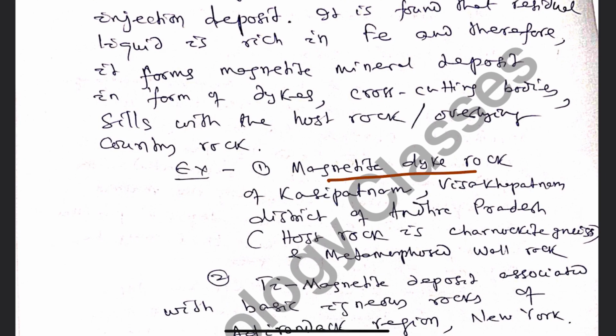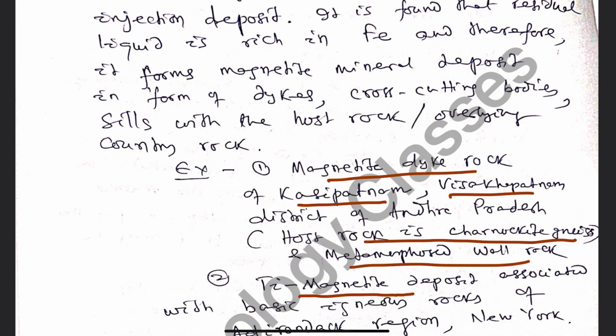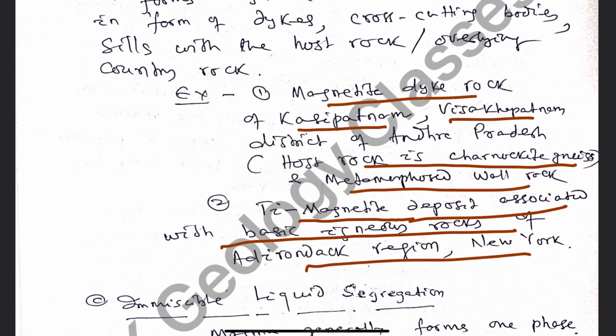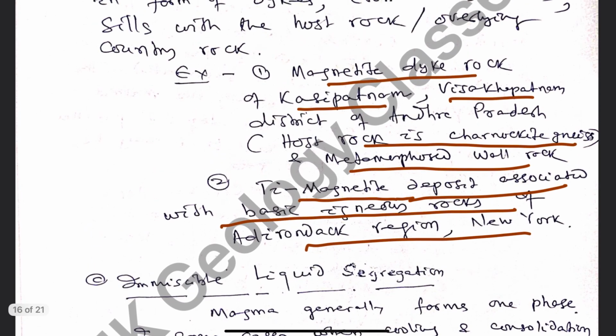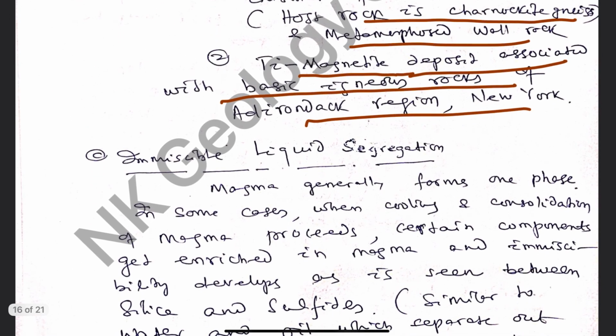Example, magnetite dikes, rocks of Kasipatnam, Visakhapatnam. The host rock is charnockite, gneiss and metamorphosed wall rocks. Titaniferous magnetite deposit associated with the basic igneous rocks of Adirondack region, New York. So these are some of the examples of residual liquid injection deposit. Similarly, we have the immiscible liquid segregation and immiscible liquid injection.